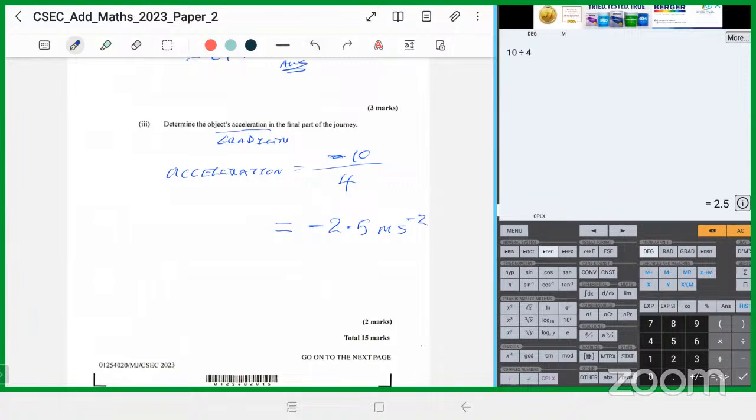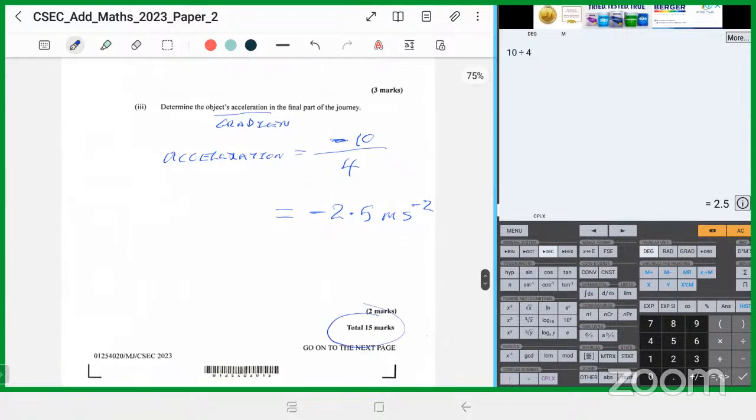If the question asks you for the deceleration in the final stage, then you could leave off the negative, because deceleration already means that the speed is falling. So it's going to be the rate of decrease of the speed. And we are done with another question.